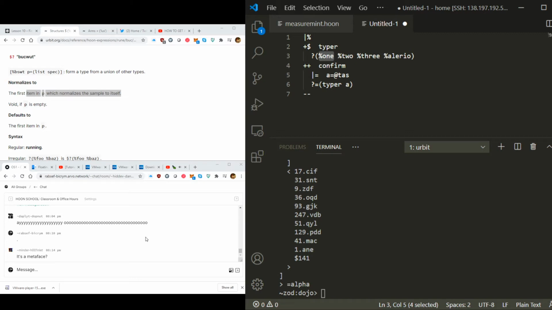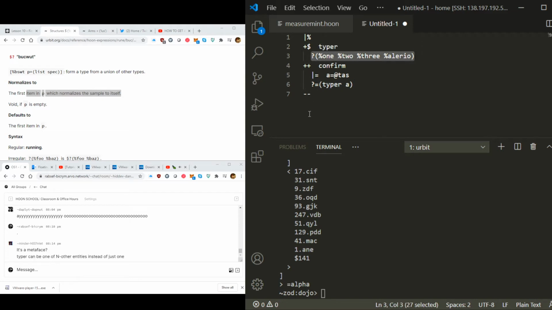It's a metaface. Yes? It's a Metatron. It's something like that. Yeah, I guess a metaface. I like that. It's not really like the face is a face. It's like it's a new type.